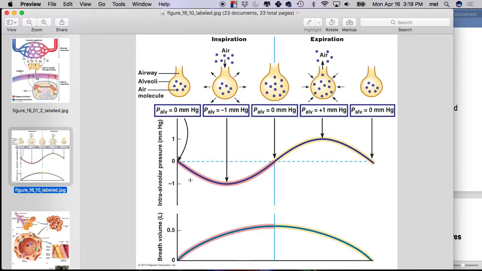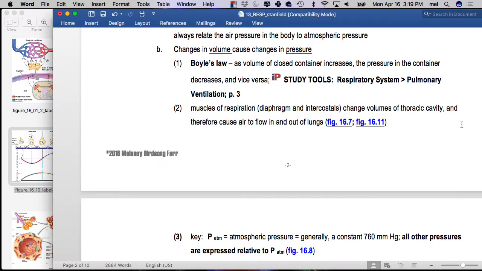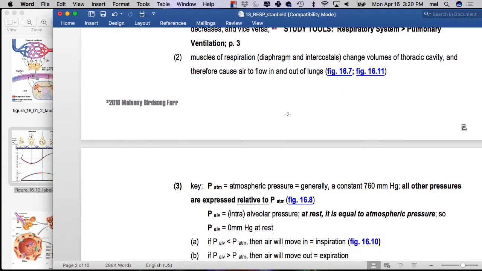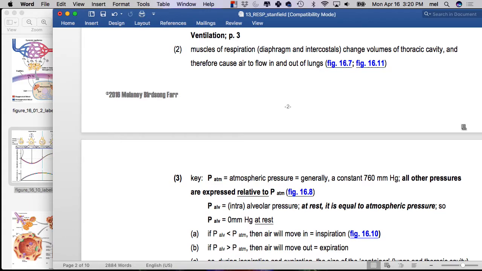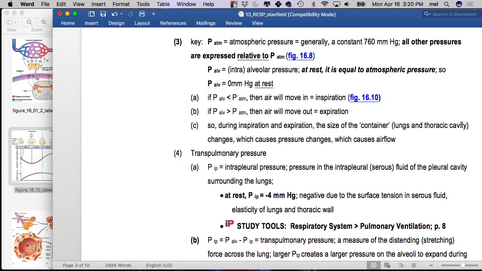Do you have to do it dramatically? No. You only have to do it about 1 millimeter of mercury above and below in order to cause normal tidal inspiration and expiration. So the muscles of respiration are going to be responsible for this. So let's look at some simple equations for this.